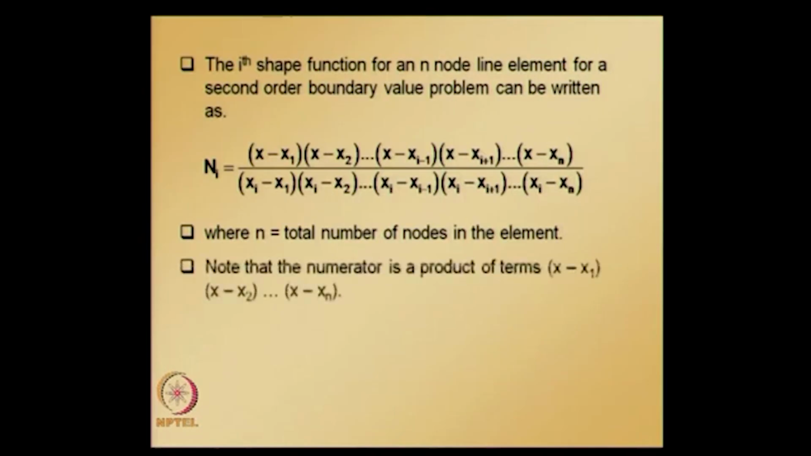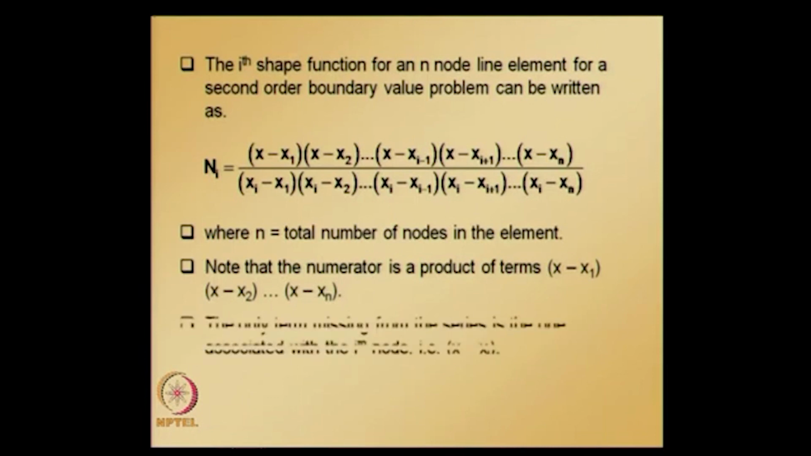And here in this expression, note that the numerator is a product of terms x minus x1, x minus x2, dot dot, x minus xn, and if you see the numerator carefully, the only missing term from this series is the one associated with the ith node. X minus xi is not going to be there, that is the term that is missing.